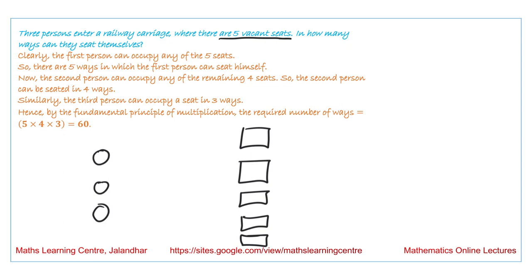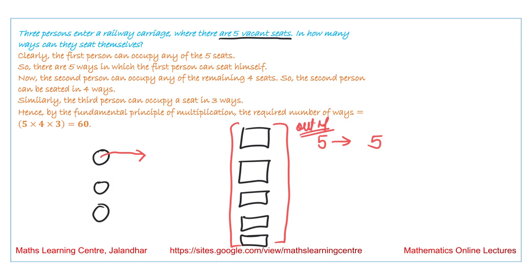We are saying, suppose this first person enters over here, how many ways does he have to sit? Out of these 5 seats, he can choose any of these. So the number of ways is 5. Next, suppose this person sits at this point, and then the second person enters. Now how many seats are left? It is 1, 2, 3 and 4. Now when the second person enters, he is left with 4 seats.